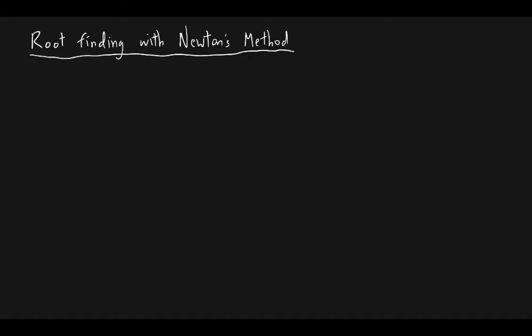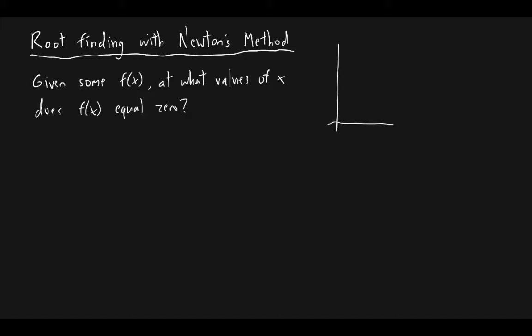Root finding is one of the most common procedures used in computational studies. Newton's method is one of the simplest and easiest methods for performing root finding. The question it solves is this: given some function f of x, at what values of x does f of x equal 0? Here's a sample plot of an f of x that passes through 0, otherwise known as a root or a zero crossing.